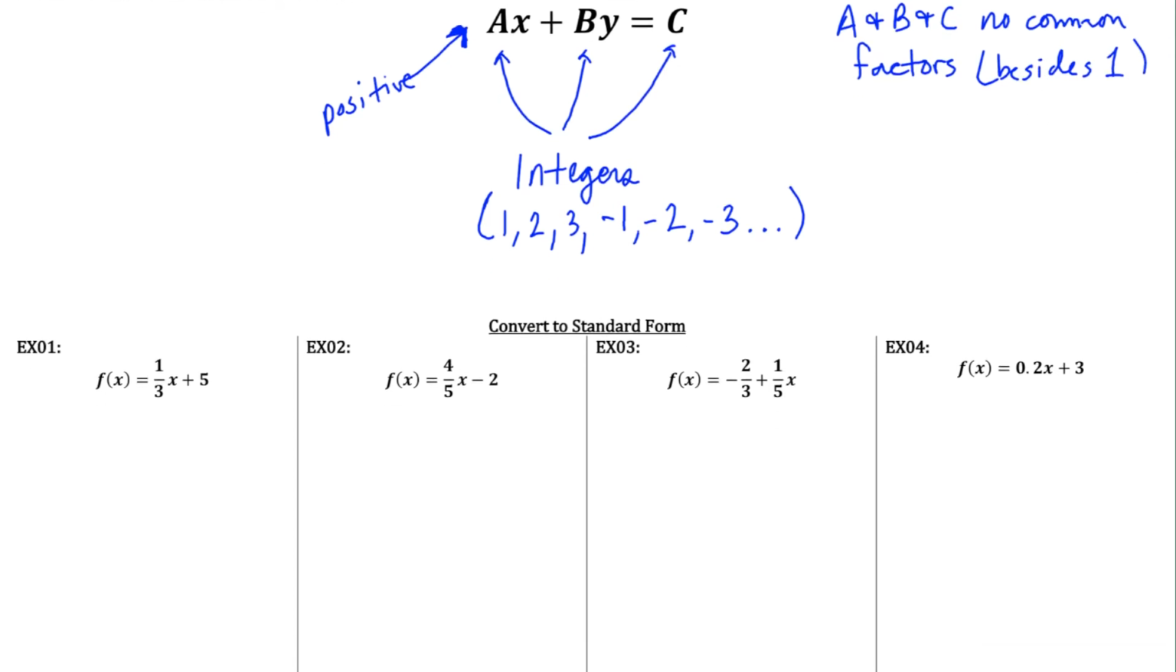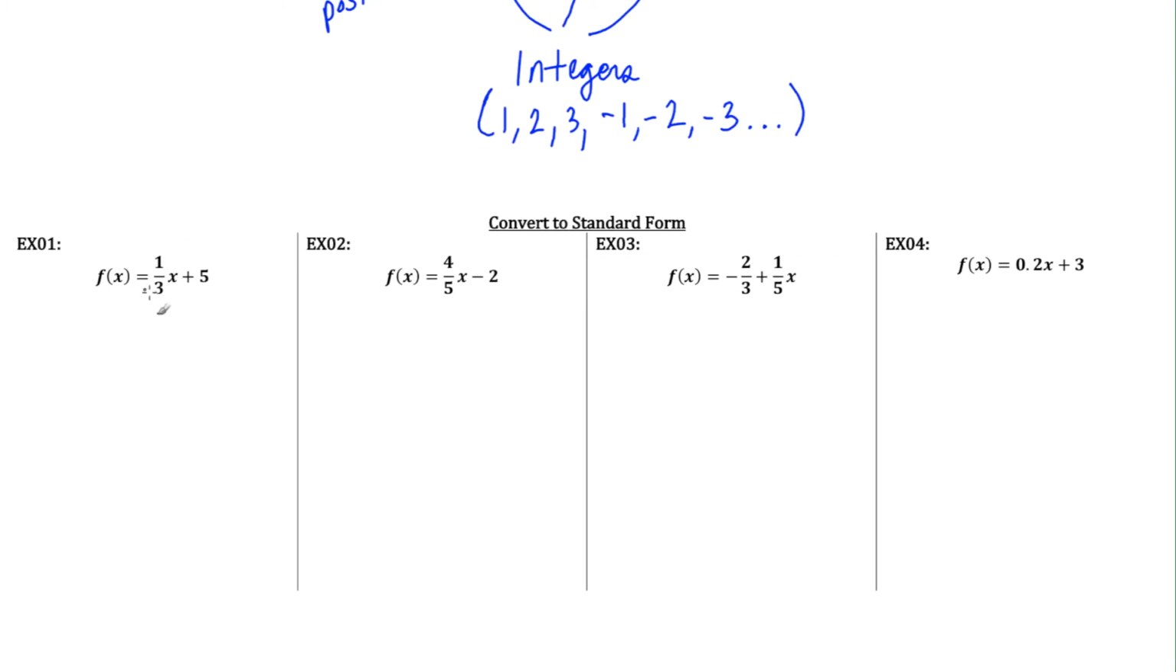So let's go ahead and do this. So we have f of x equals 1/3 x plus 5. So first thing I want to do is make this into y equals 1/3 x plus 5. Next thing I'm going to do is get rid of this fraction, because remember, they all have to be integers, so no fractions, no decimals. I will do that by multiplying by the denominator, which is 3. I'll multiply both sides of the equation by 3. So I get 3y equals 3 times 1 is 3. 3 divided by 3 is 1.